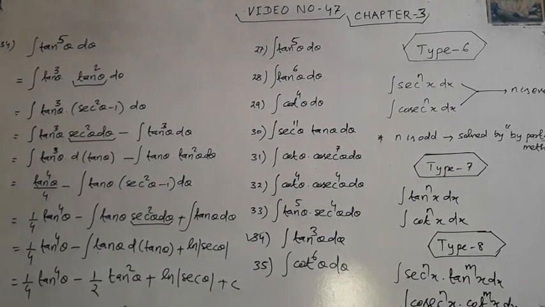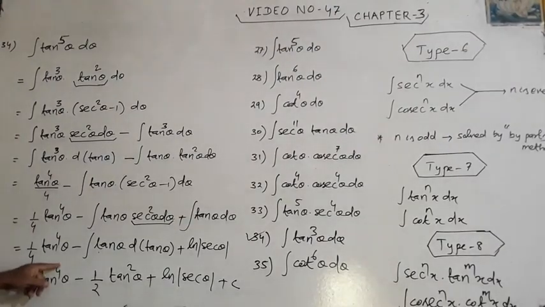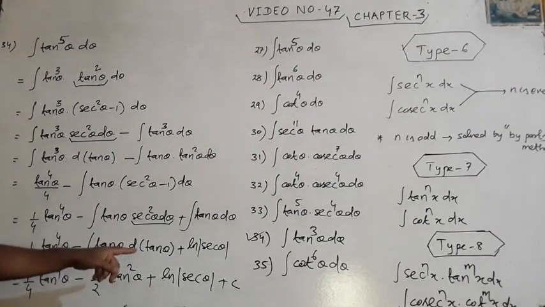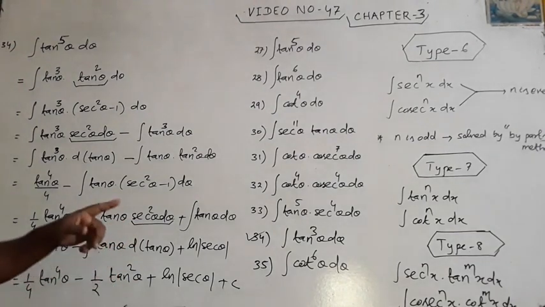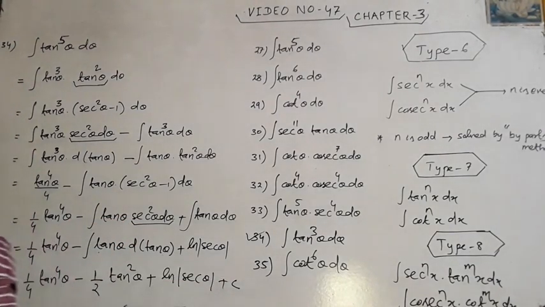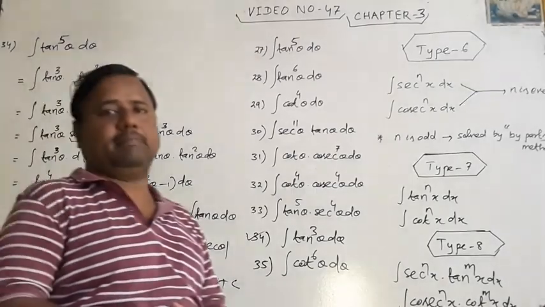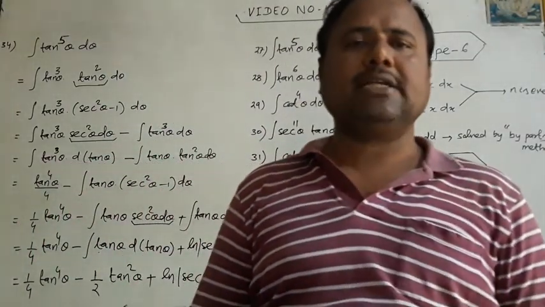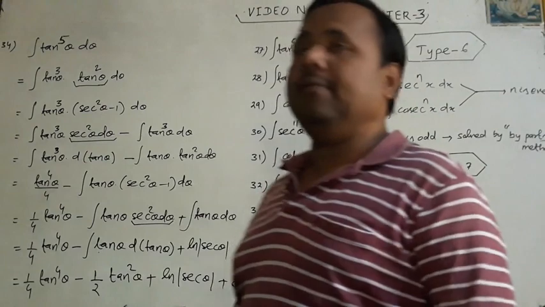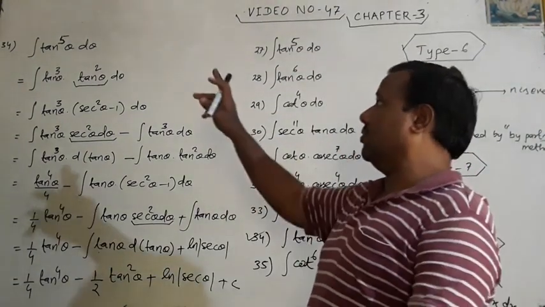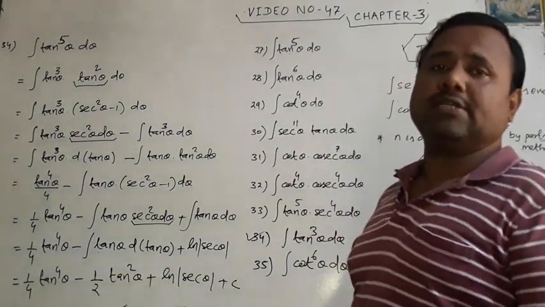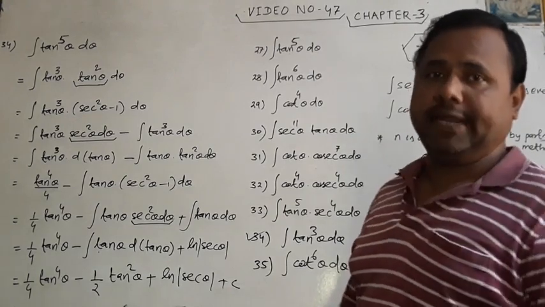If I ask you tan power 7, it becomes 1 by 6 tan 6 minus 1 by 4 tan 4 plus 1 by 2 tan square, and the last one is minus ln sec theta. You see the technique here. Okay, and when I teach you the integration by parts method, at that time I will give you the short tricks for how you can determine any power of sin within a fraction of a minute.